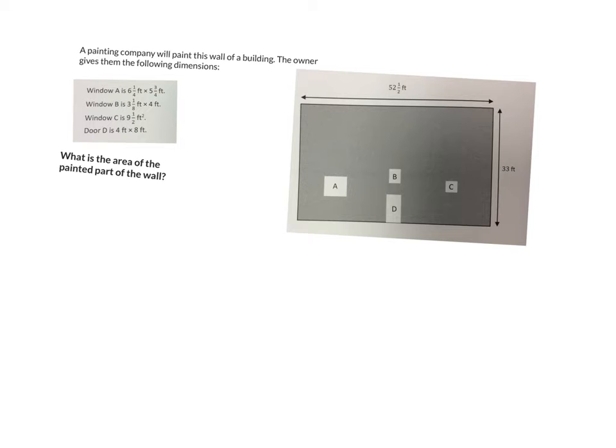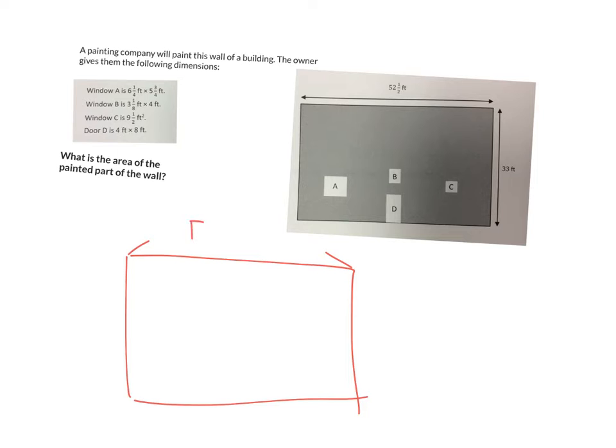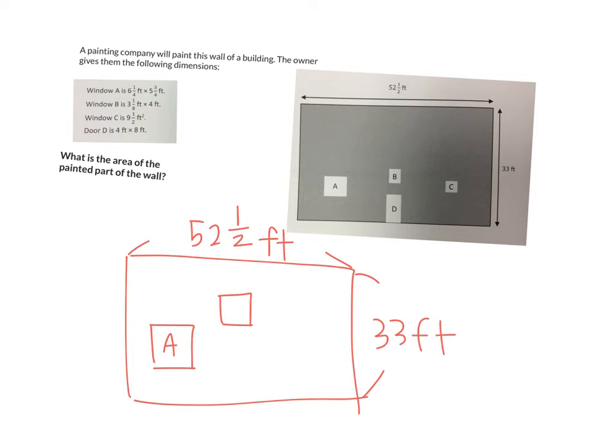Given this problem in my notebook, I would draw it like this. I would draw a big rectangle that shows the entire wall. I would show that from here to here is 52 1/2 feet. I would show that from here to here is 33 feet. Okay, and then I would draw 4 rectangles like this and label them A, B, C, and D. So you can see that it doesn't match up exactly with the picture, but it's enough to give me some information.